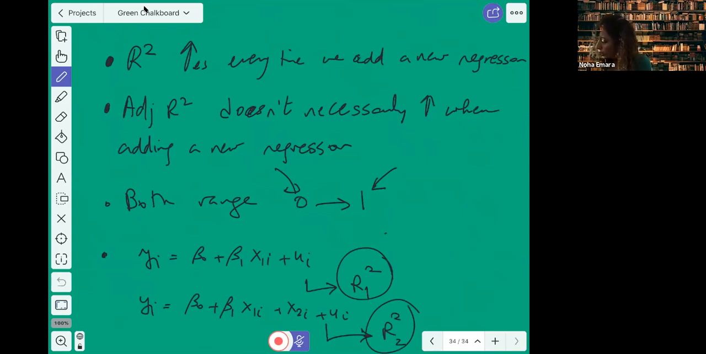But in both cases, they would never tell you what you're missing in the model. They would never tell you that you're missing X5 or X3. It doesn't tell you this. It just tells you that whatever you have explains this amount. It's all about the word explain, the explanation of the model. Let me give you an example.